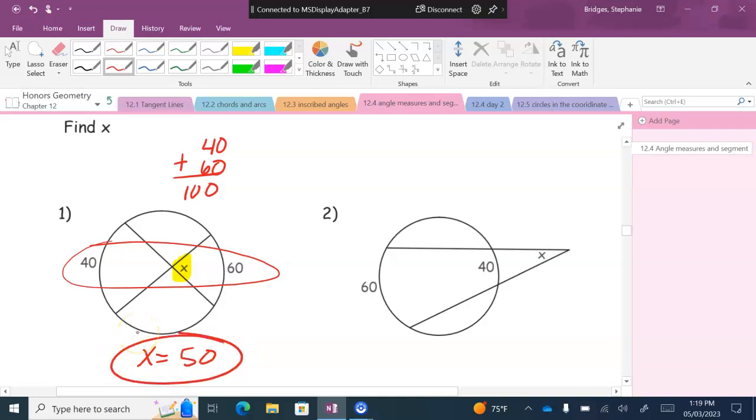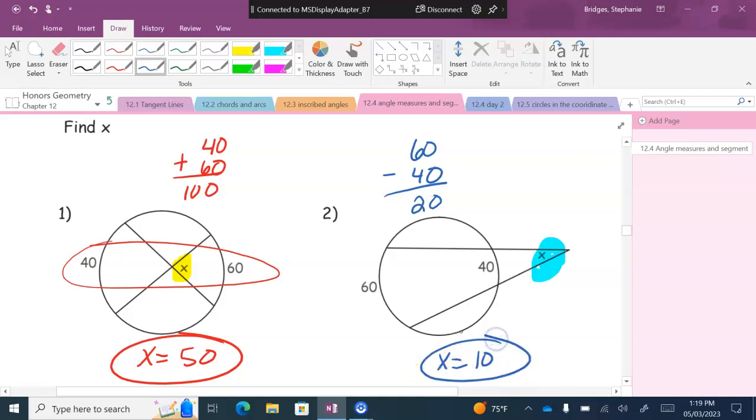Number 2, where is the angle that I'm looking for? It's outside, so that's when we subtract. So we take our bigger arc, which is 60, minus our smaller arc, which is 40. That gives us 20, and we take half of that, so x is going to be 10. So far, so good.